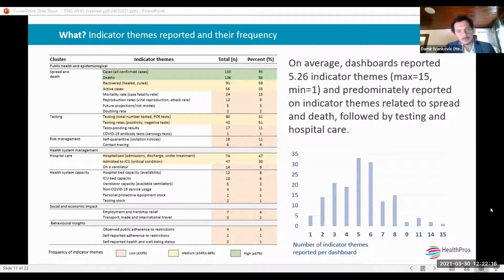Following that was the information or indicators on testing rates, testing capacity, and also health system capacity. So hospital admissions and ICU admissions and the use of ventilators. So this was basically the most reported indicators on these 158 dashboards.